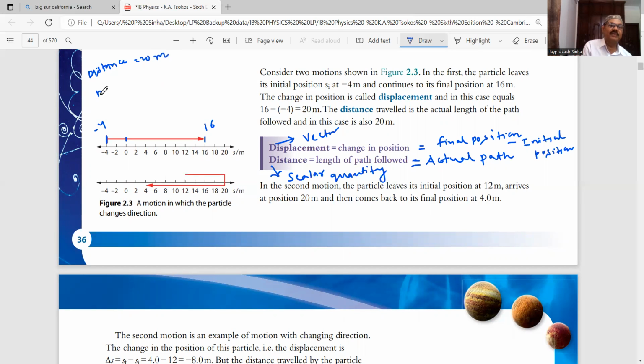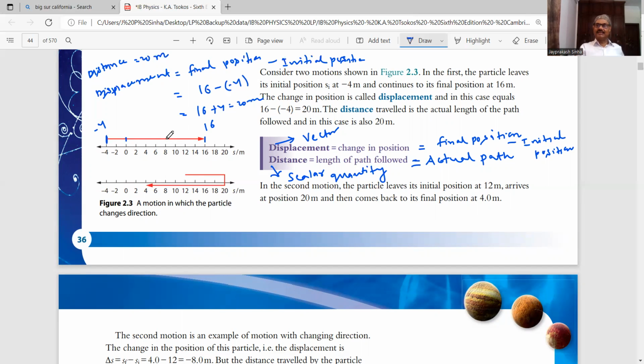And what is the displacement? Displacement is final position minus initial position. The final position of the body is 16, and the initial position is -4. So that is 16 plus 4, that is 20 meters. So in this case, because there is no change in direction, distance and displacement are both the same.